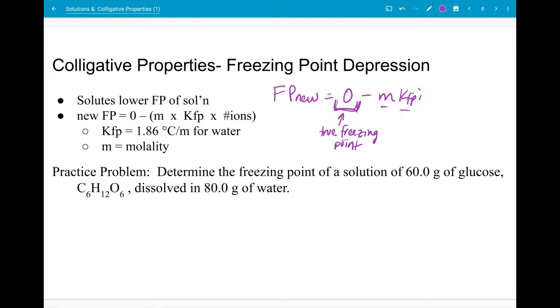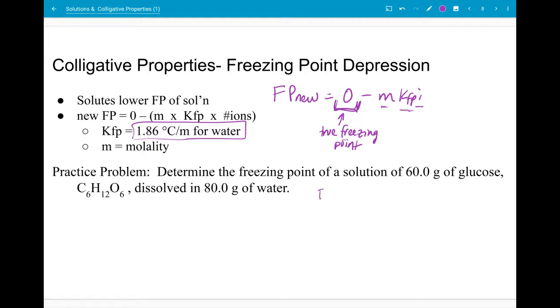M is molality. KFP is this constant, which for water is 1.86. And then I is the number of ions. So here's a typical problem. Determine the freezing point of a solution of 60 grams of glucose dissolved in 80 grams of water.